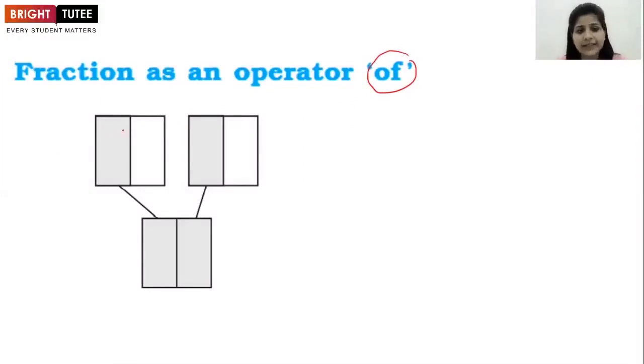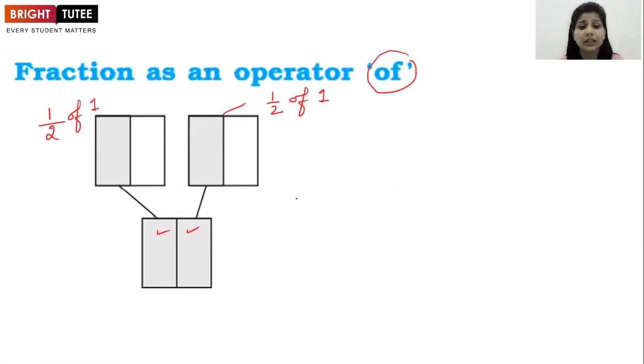There are 2 parts out of which one is shaded. If I talk of the shaded part, students, what is it? It is half of 1. Can I say this? Yes, it is half of 1. And this also I can say half of 1. Correct? Half of 1 and half of 1.